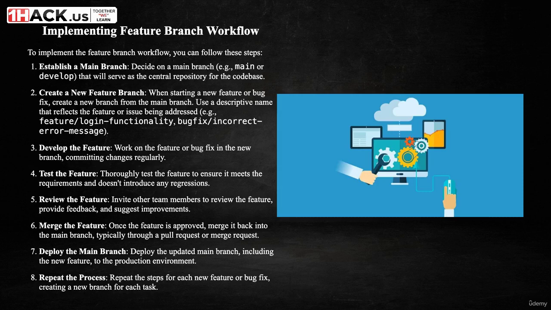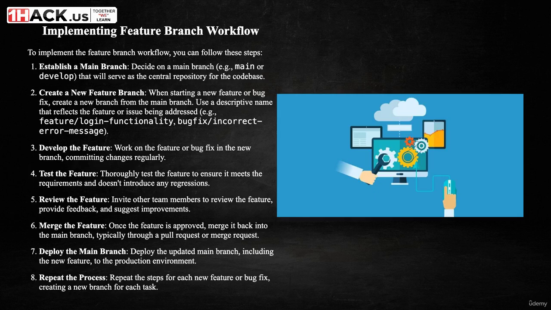2. Create a new feature branch. Whenever you start a new feature or bug fix, create a new branch from the main branch. Use a descriptive name that reflects the feature or issue being addressed, such as feature login functionality or bug fix incorrect error message. This isolates the changes related to that specific task.